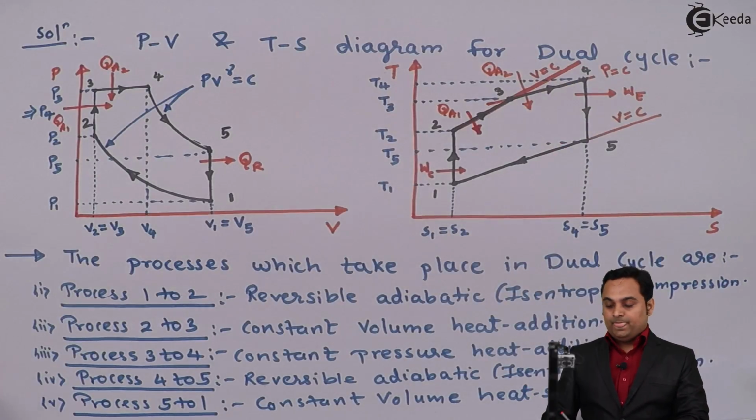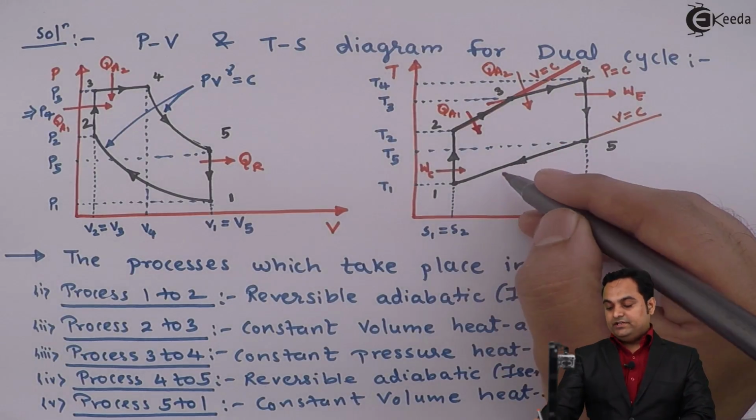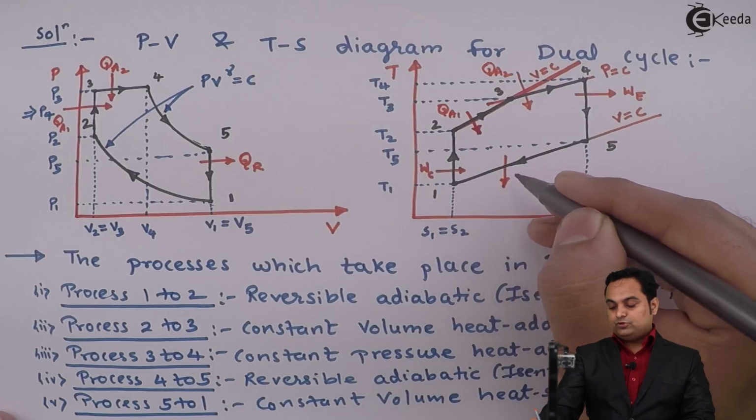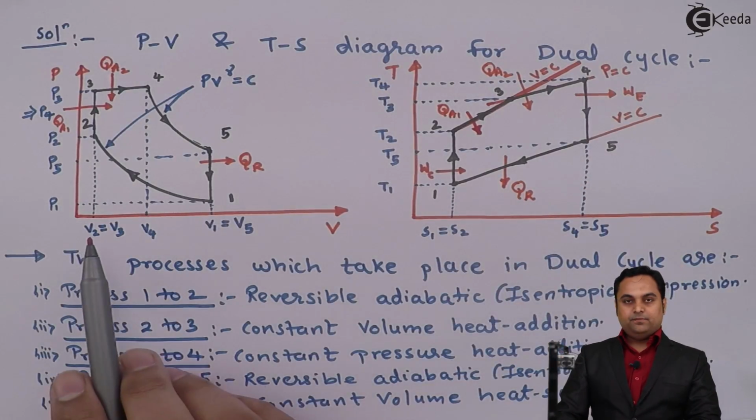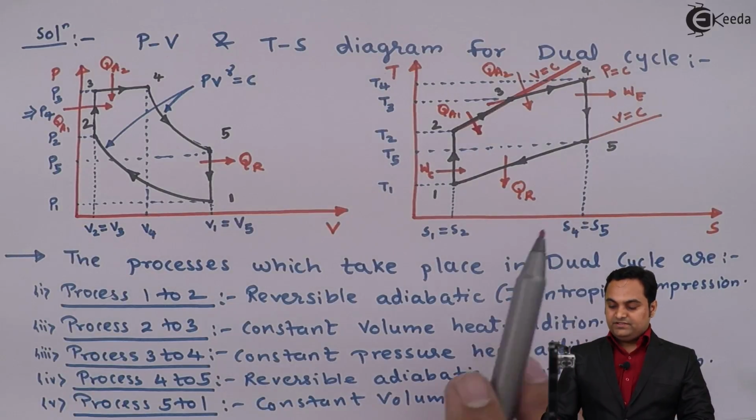representing heat addition, and from 5 to 1 the heat is being rejected, so the arrow should point outwards, and this is the heat rejection. So here is the complete PV and TS diagram for the dual cycle. Now, as we see in this problem, the diameter of the cylinder and length of stroke are given. With the help of that, we are going to calculate the swept volume. Let us get started.